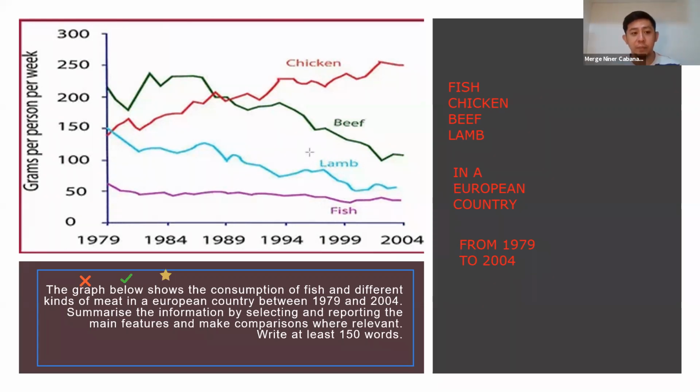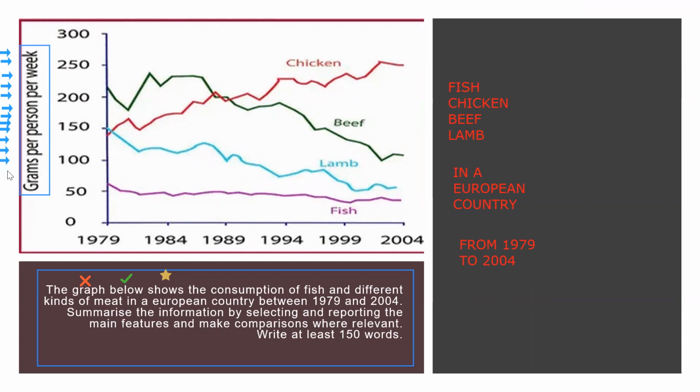Okay. So, Jao, let me help you. Sir, there is nothing missing. The grams per person per week is what's missing. This one. This is another important factor that I will include in my presentation. The grams per person per week.